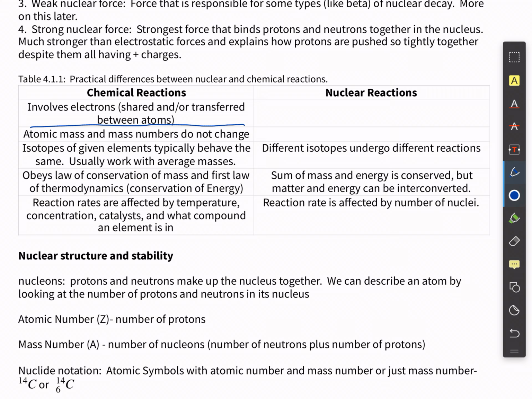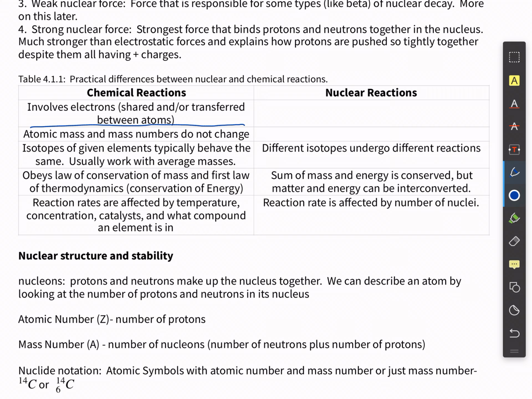Atomic mass and mass numbers in regular chemical reactions don't change. In nuclear reactions, they do. In nuclear reactions, we are going to be interested in specific isotopes. Certain isotopes are going to undergo certain nuclear reactions, whereas other isotopes won't. And so we're going to be looking specifically at specific mass numbers and things as we go through this.